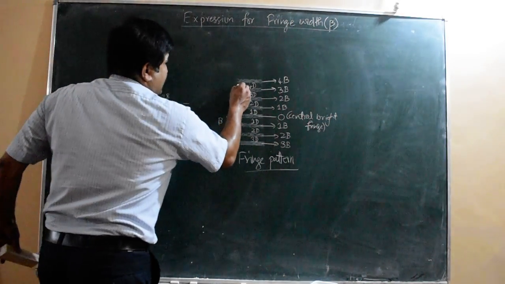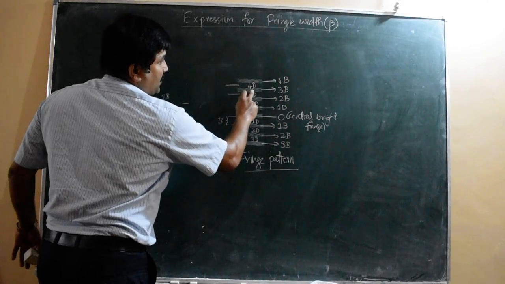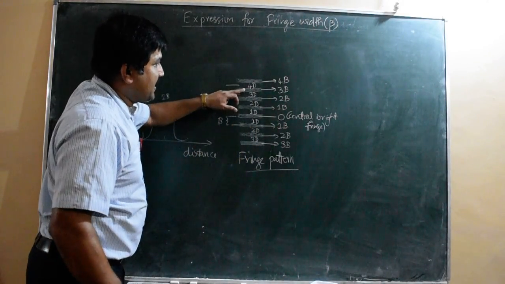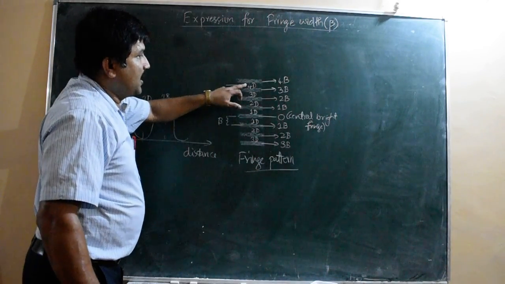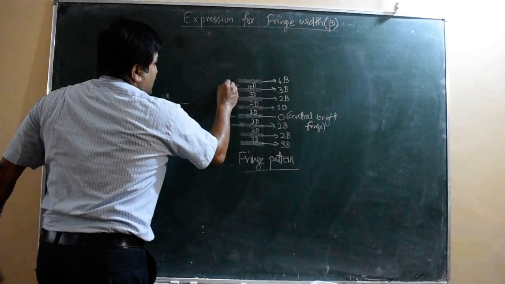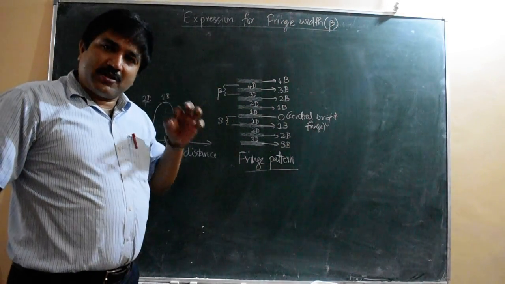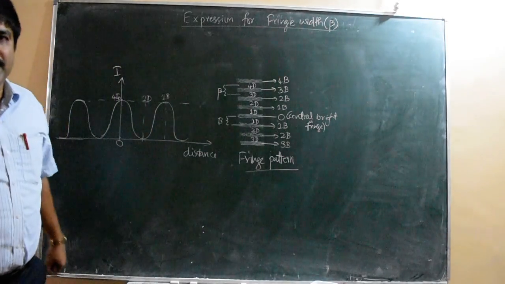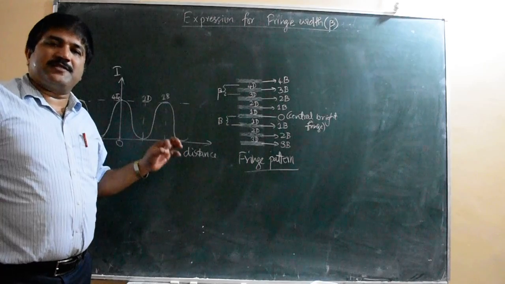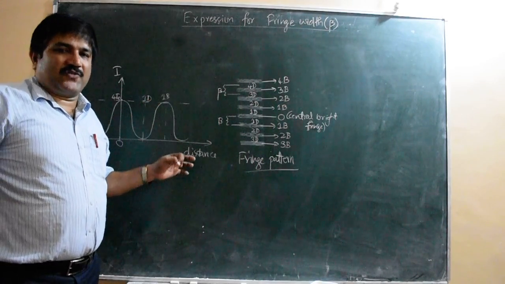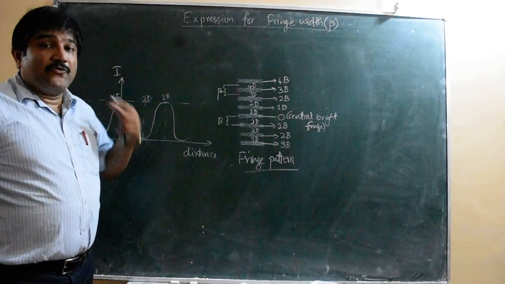Similarly, consider the distance between successive dark fringes. See, the third dark fringe is here, in the middle between two bright fringes, the second bright and third bright. There is a dark fringe, the third dark fringe, and here the fourth dark fringe. The distance between successive dark fringes is also the fringe width. So fringe width is the distance between two successive bright fringes or two successive dark fringes.